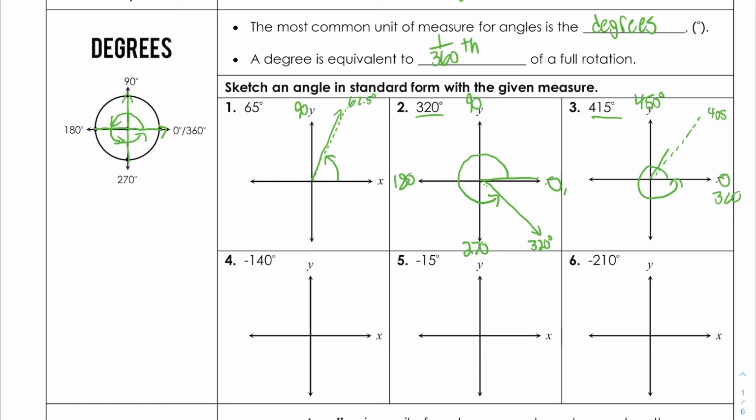So just more of an increase than we did with the 5 degrees in the 320 or the 65. But still not a whole lot of increase past our guiding measurement of 405. So 415 degrees would be a full circle plus almost another 90 degrees.